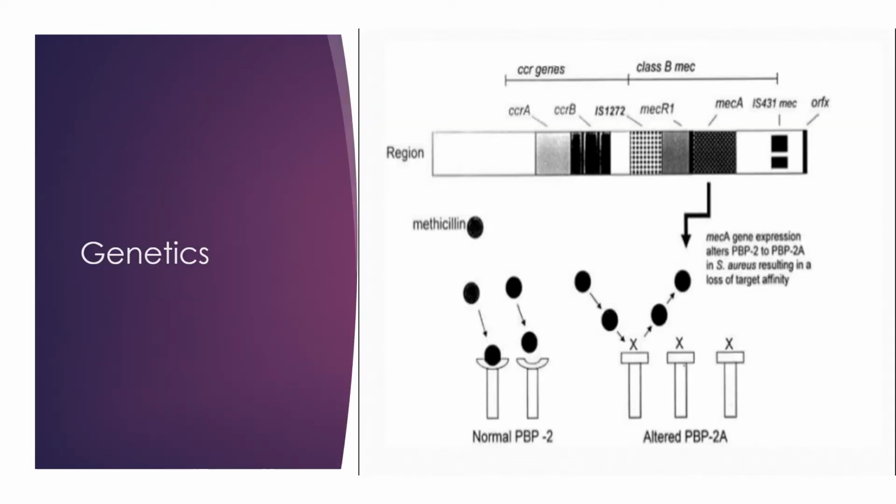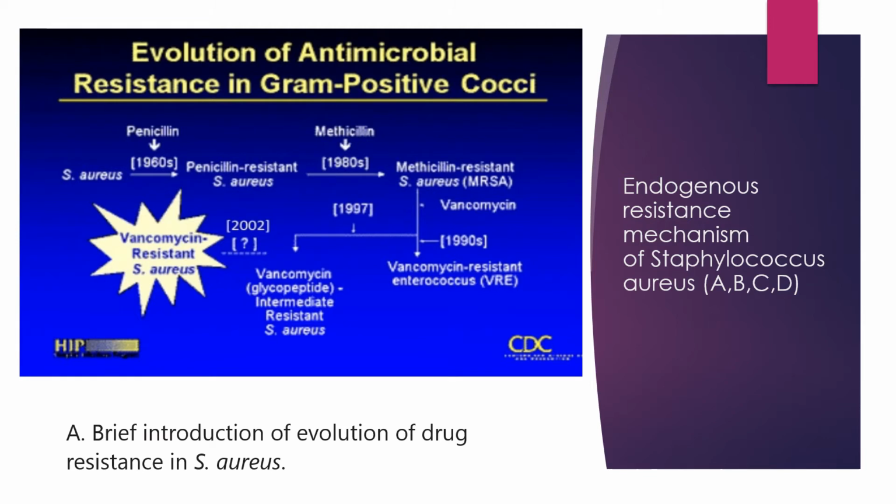The next slide here shows the genetics on what's really going on. You see the normal PBP2 and to the right, the altered PBP2A. Next, we'll get into the evolution. On the next slides, A, B, C, and D represent endogenous resistant mechanisms of Staphylococcus aureus. You see the evolution of antimicrobial resistance in gram-positive cocci.